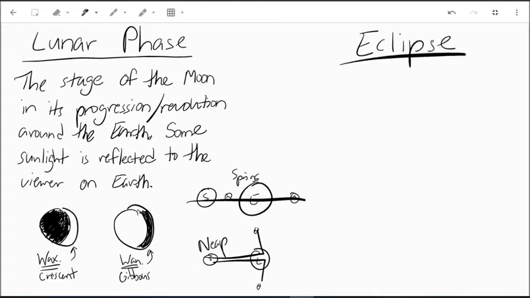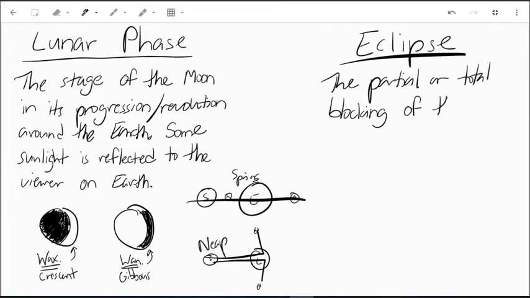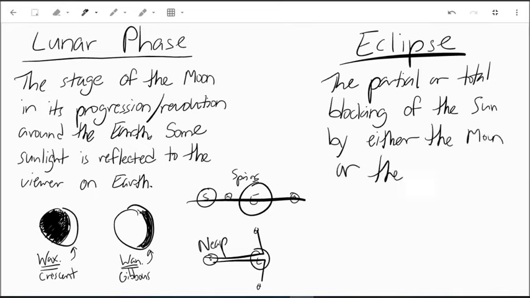Your other word for the key term guide was eclipse. The partial or total blocking of the sun by either the moon or the earth.